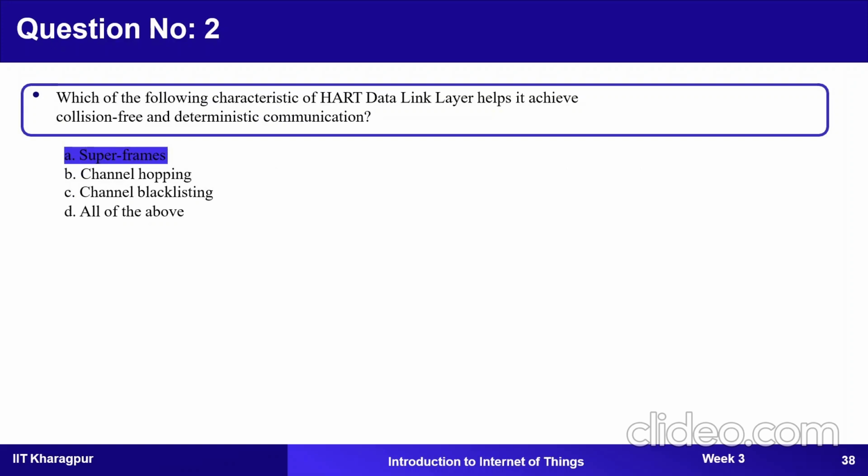So the correct option for this question is super frames. Super frames are responsible for achieving collision-free and deterministic communication.